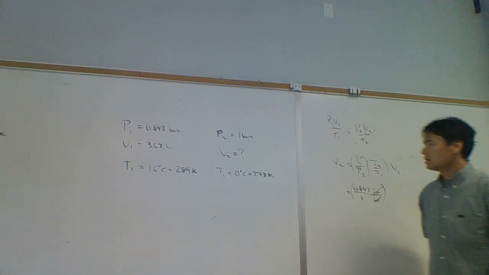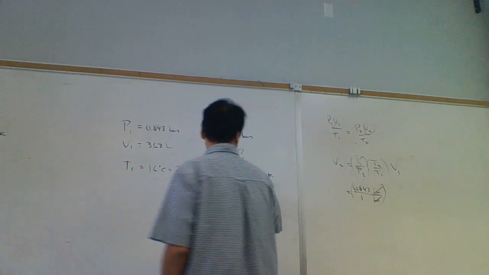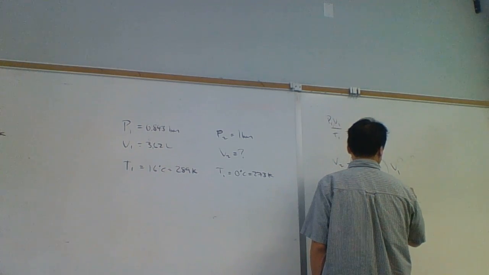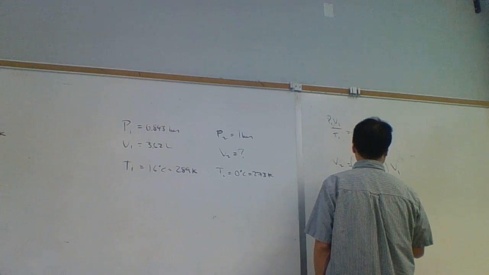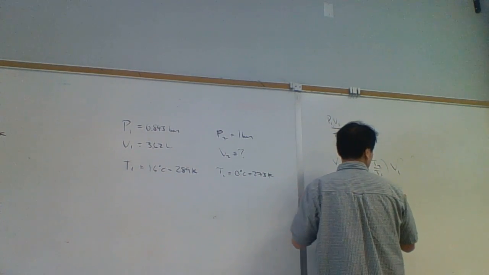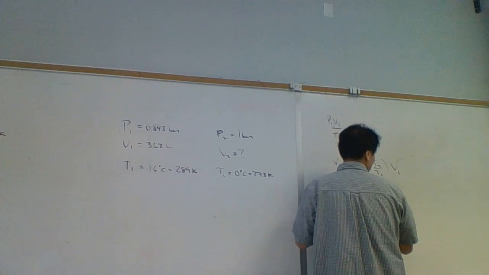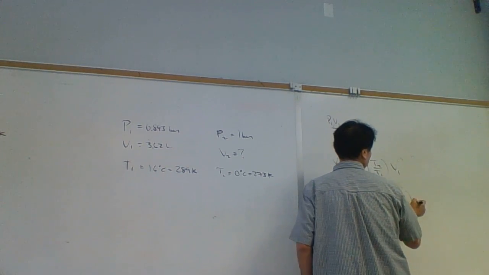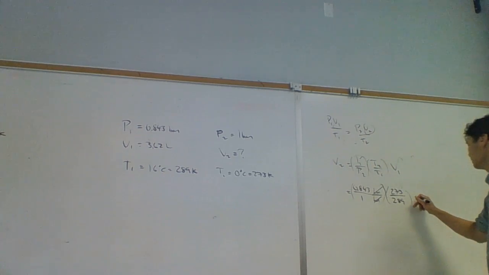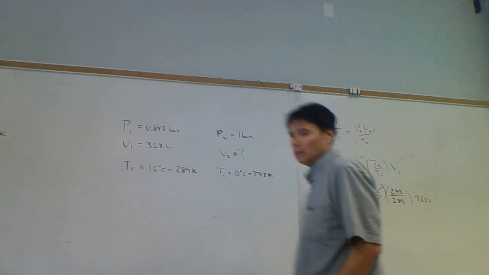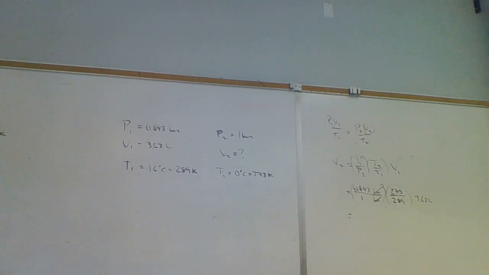Let's look at what happens with temperature. The temperature goes up, and the temperature fraction, 273. Oh, actually, the temperature doesn't go up. The temperature went down. Sorry. The temperature went down, so the temperature fraction is actually going to be less than 1. And V1 is 3.62. And so both of those are going to make the volume smaller.